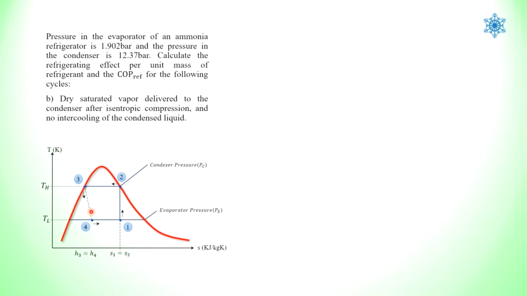We cannot take a turbine into consideration, especially for a household refrigerator. So that is why we replace it with a very simple, smaller component, and much more economical as compared to the turbine. But then, of course, there is a limitation. So you can see here 3 to 4 is actually irreversible.